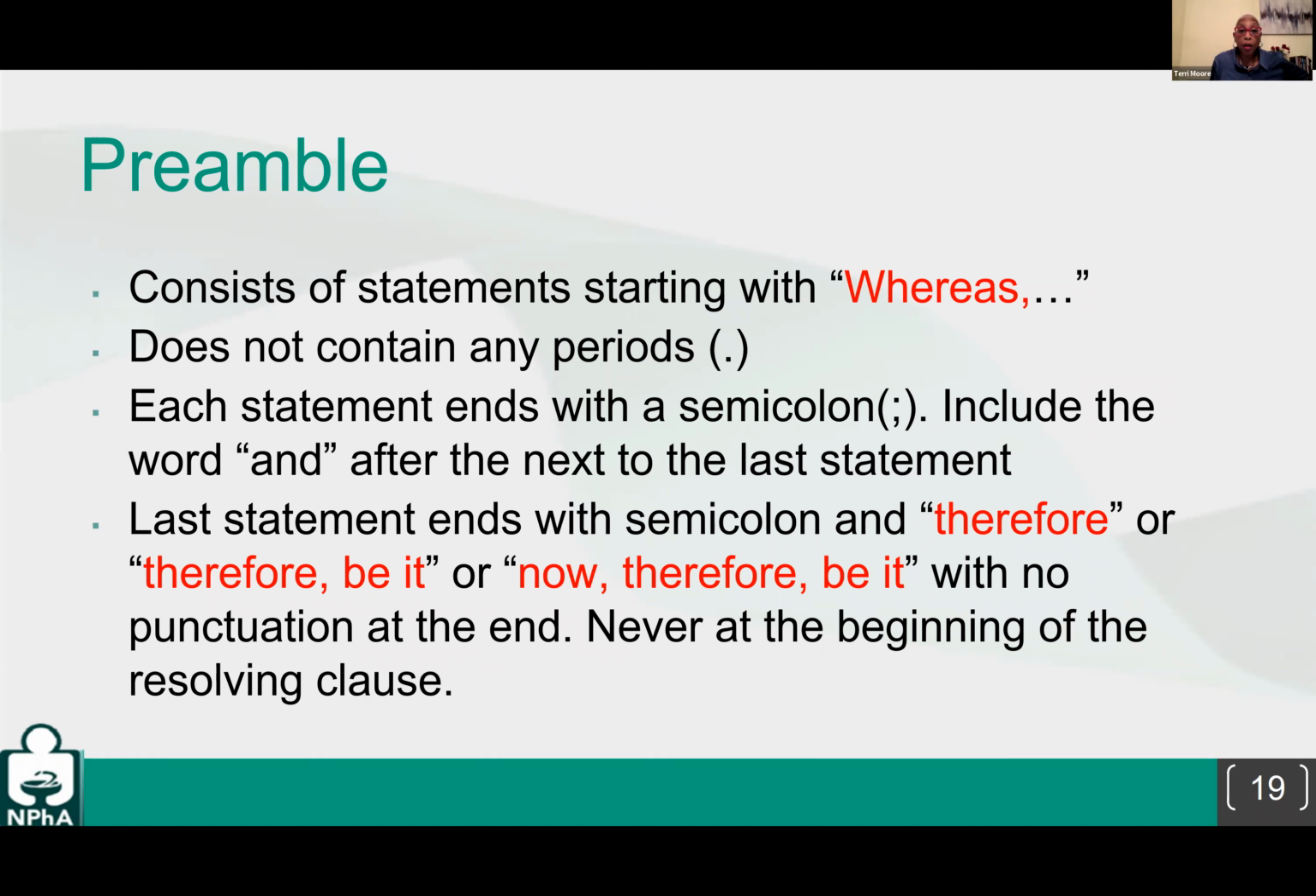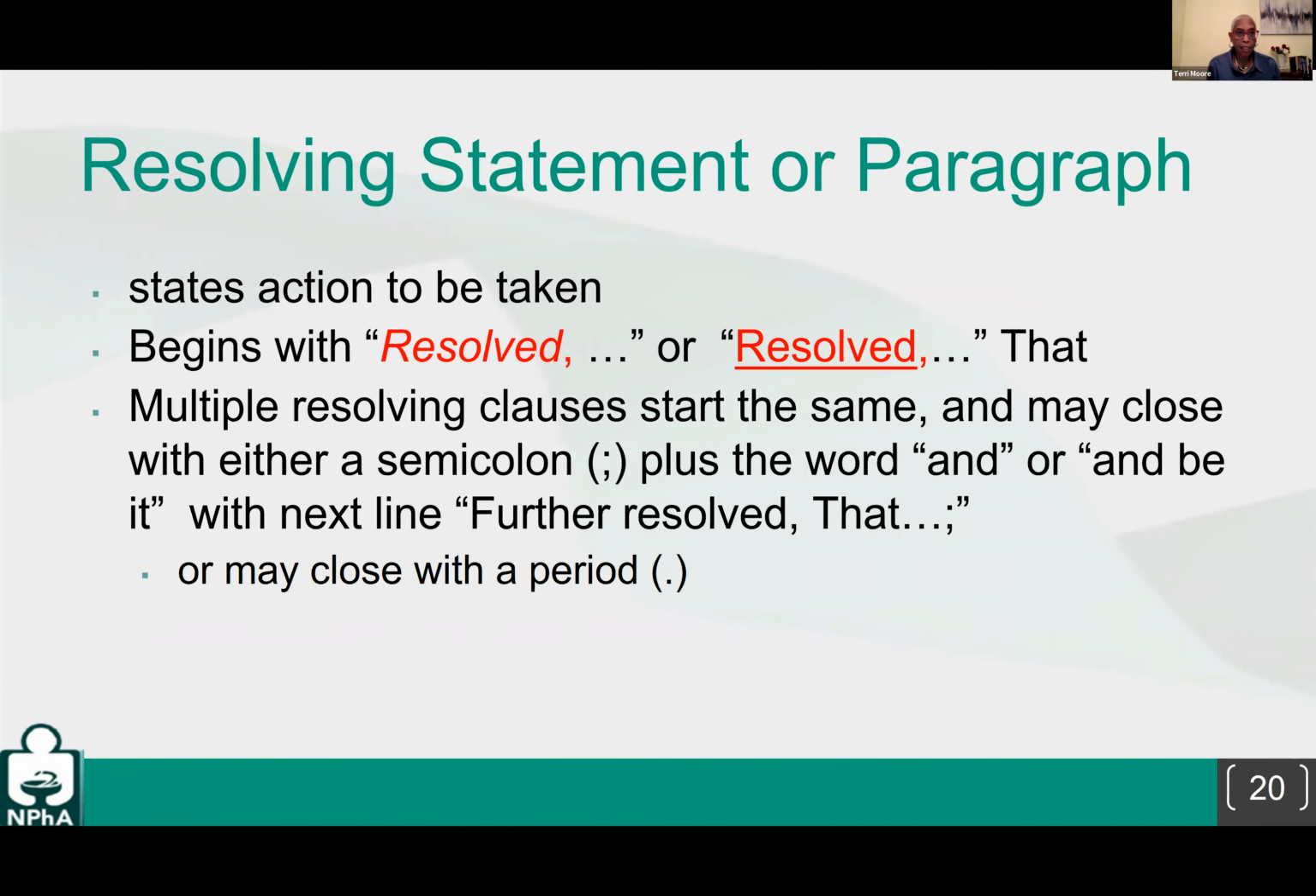Any of those are what are called transitional phrases into the resolving clause. One thing you'll notice is that when you put your therefore be it, or noun therefore be it, there is no punctuation at the end of that. And those words that are there in red, the transitional therefore phrases, are never at the beginning of the resolving clause. So let's talk about the resolving clause. Next slide. Now we move from the preamble to the part that states the action that's to be taken.